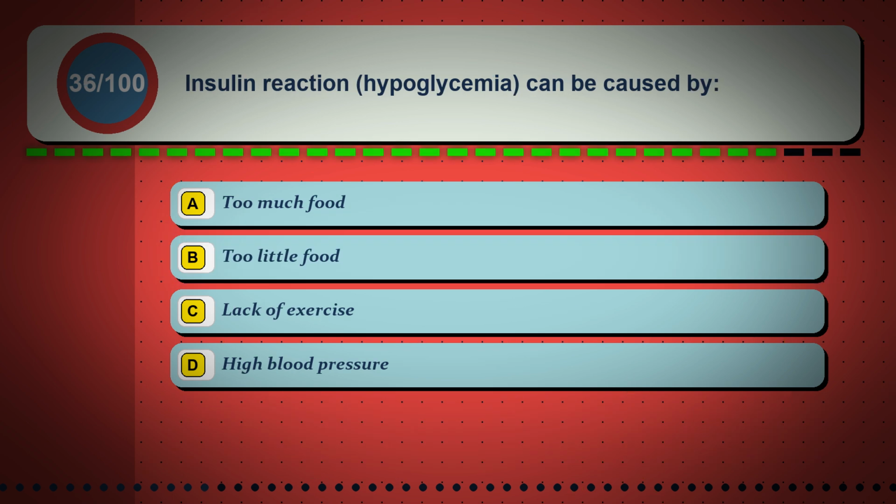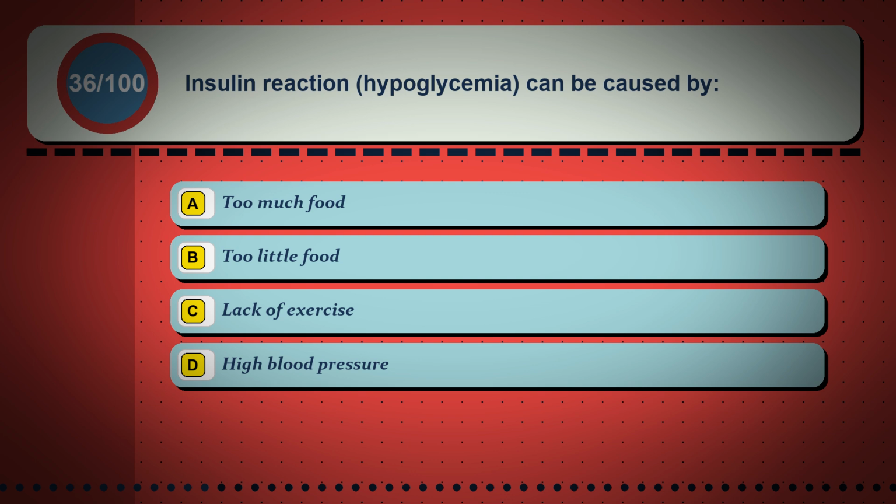Question 36. Insulin reaction, hypoglycemia, can be caused by: Option A, too much food. Option B, too little food. Option C, lack of exercise. Option D, high blood pressure.